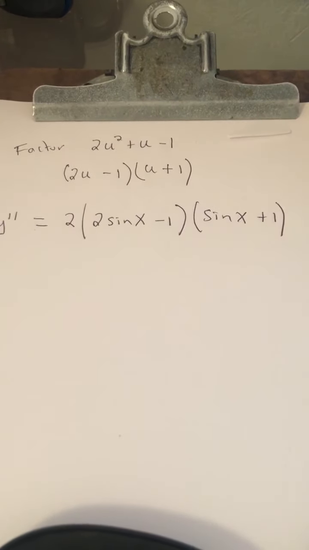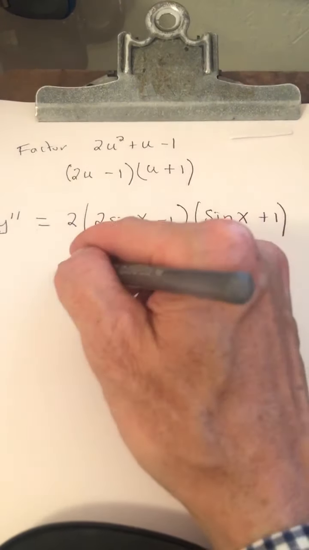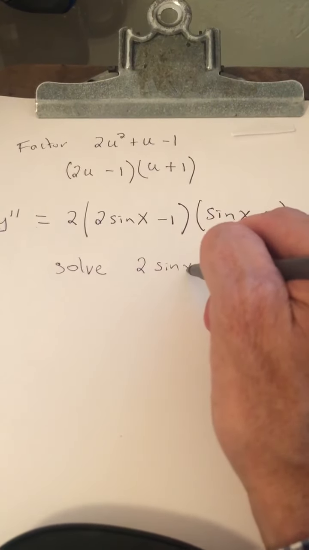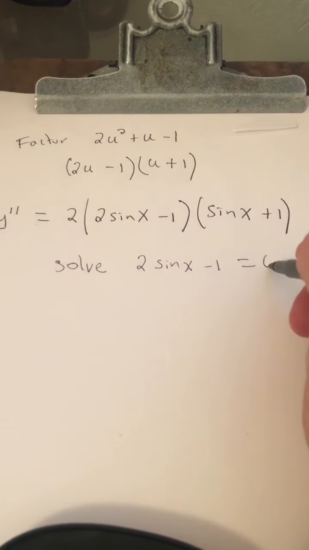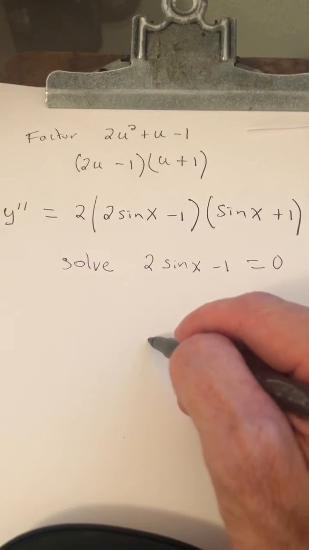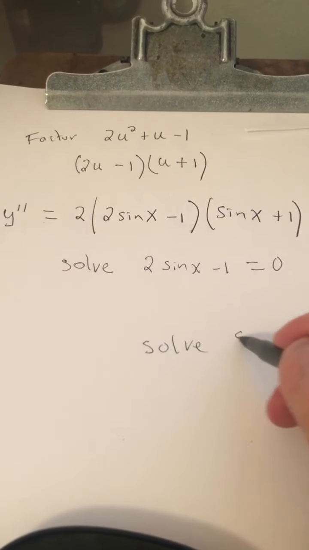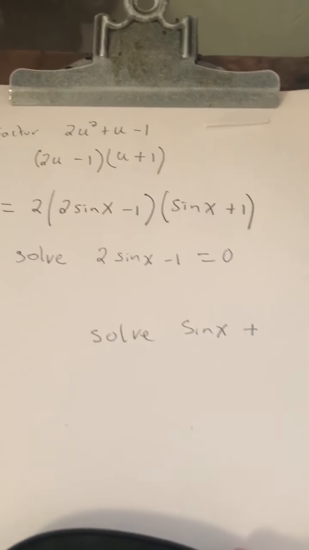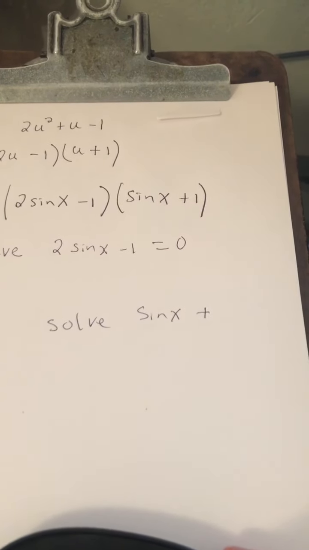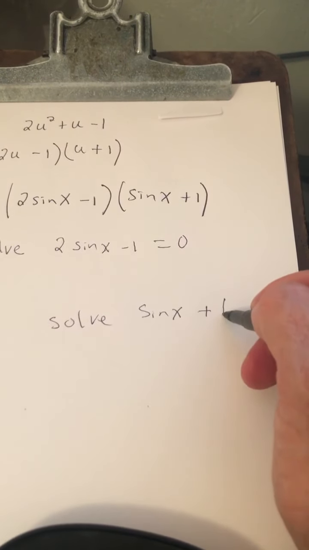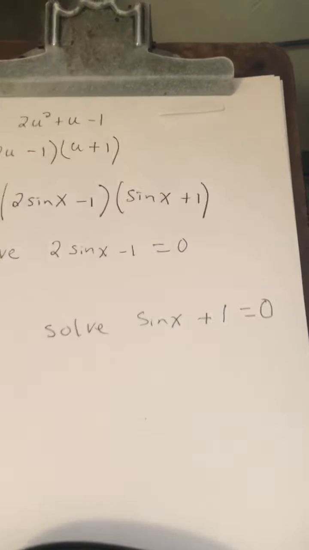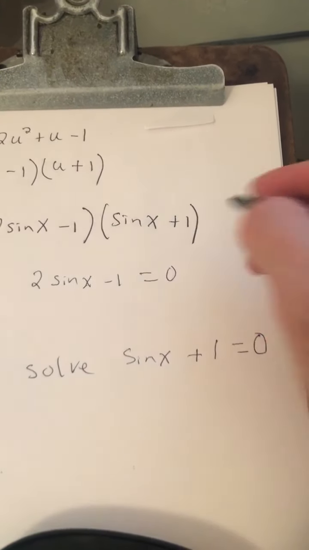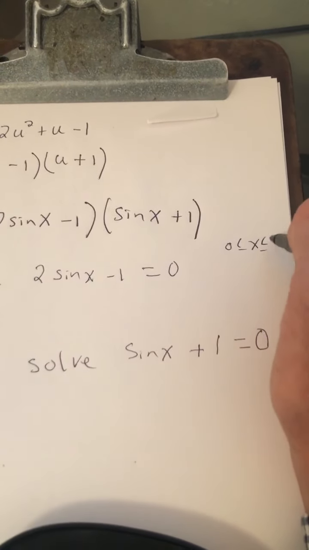So the work that we do is very similar to the work that we did with the first derivative. So we're going to solve 2 sine of x minus 1 equals 0. And also we have to solve sine of x plus 1 equals 0. And keep in mind that x is still between 0 and 2 pi.